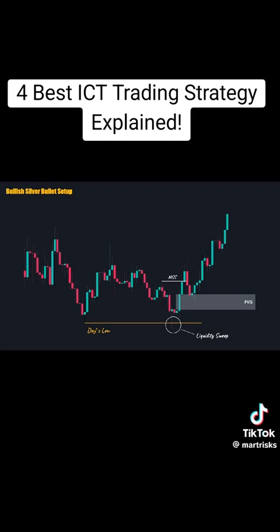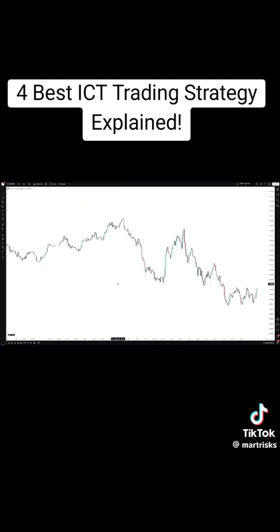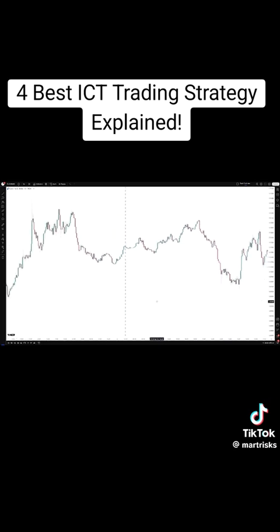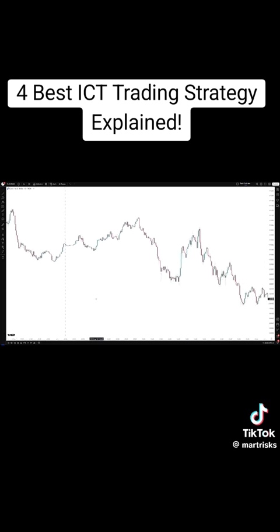To trade the Silver Bullet, open any chart on TradingView and set the time frame to 5 minutes. Right-click anywhere on the chart and select Settings. From the Events tab, select Session Breaks. Vertical lines dividing each day will now appear on the chart.